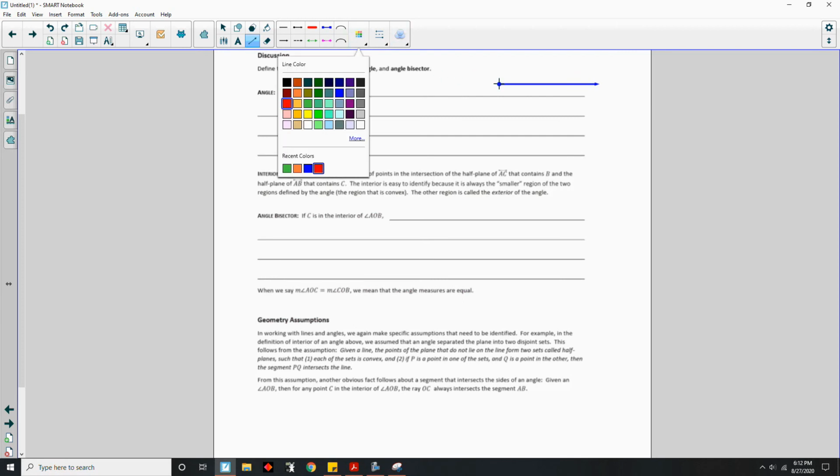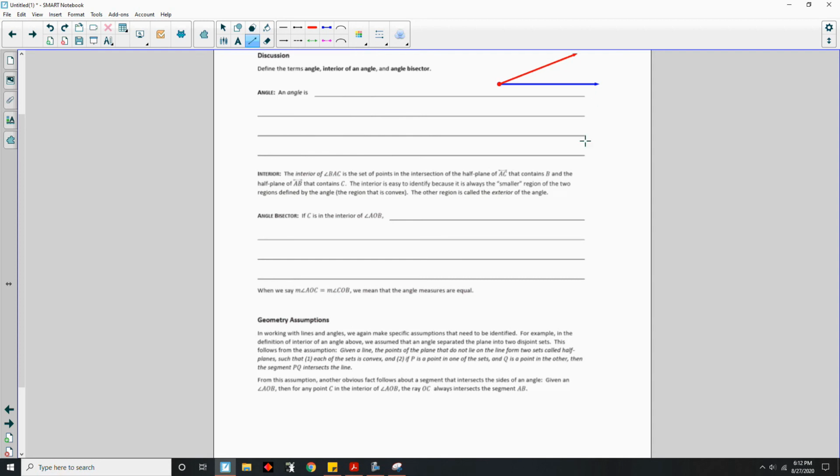Okay, so then I'm going to switch colors. I'm going to draw another ray, but this one's going to be red. I'm going to start at the same exact point, but go off in another direction. That is two rays starting at the same point, forming an angle. So let me bring in the definition.